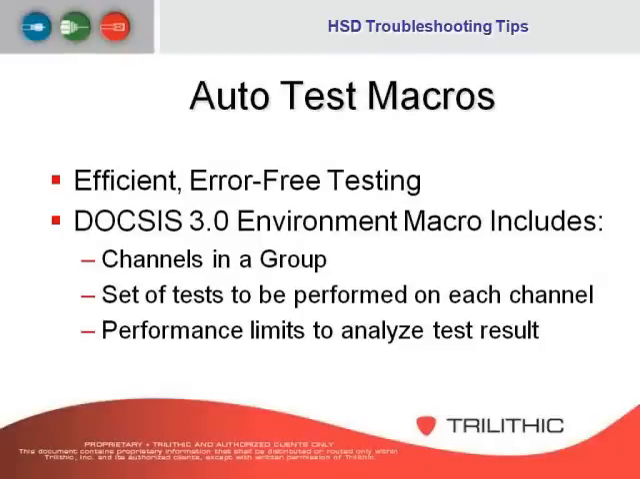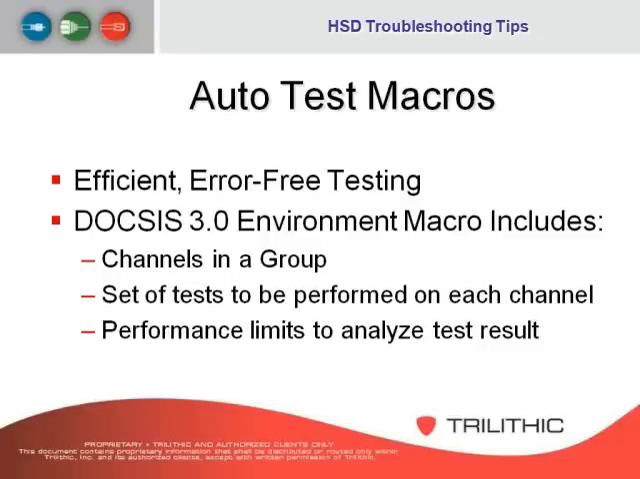One of the ways of testing the bonded channels is by using auto test macros. This is efficient, error-free testing. This is a good way of identifying what types of problems you're having on those bonded channels. A DOCSIS 3.0 environment macro includes the channels in a group, the channels that are grouped together, and a set of tests to be performed on each one of the channels just to verify that each channel individually is working properly, because remember, these are bonded together, and if one of the channels in that bond is having a problem, it affects all of it across the board.